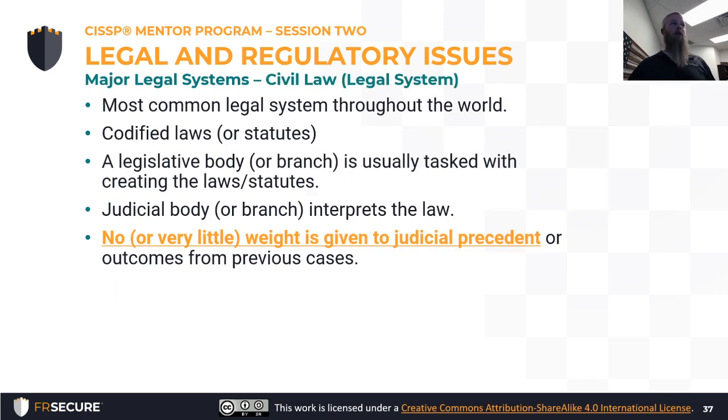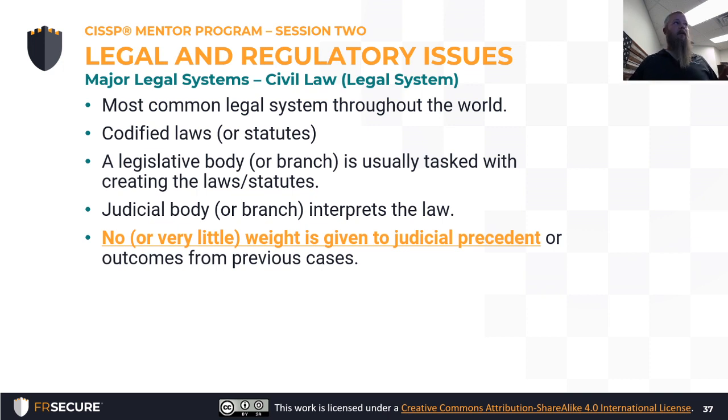This is the most common one, the civil law legal system. This is not the one used in the United States. This is the one that's used primarily throughout Europe. Australia uses common law, but civil law is the most common one. Codified laws and statutes. Usually it's a legislative body of some sort that codes the law or creates the statute. And then it's a judicial body, much like the United States, that interprets the law. And you usually have a law enforcement piece as well.